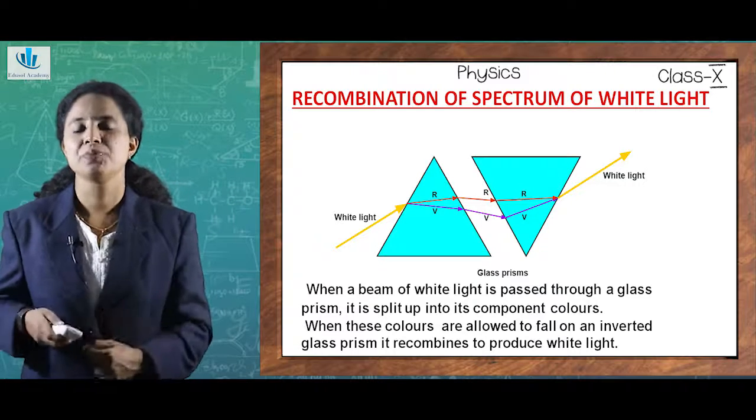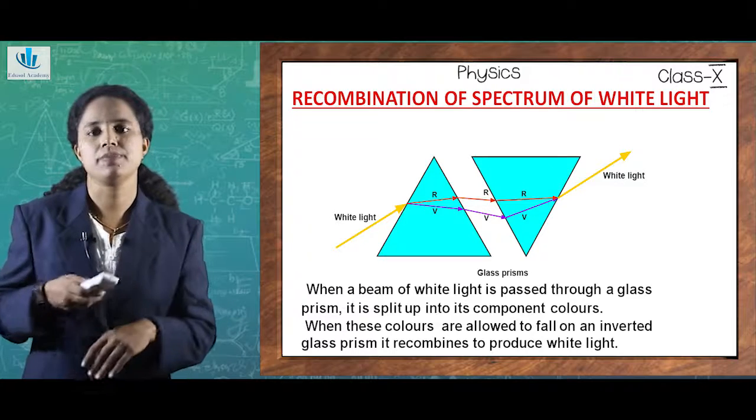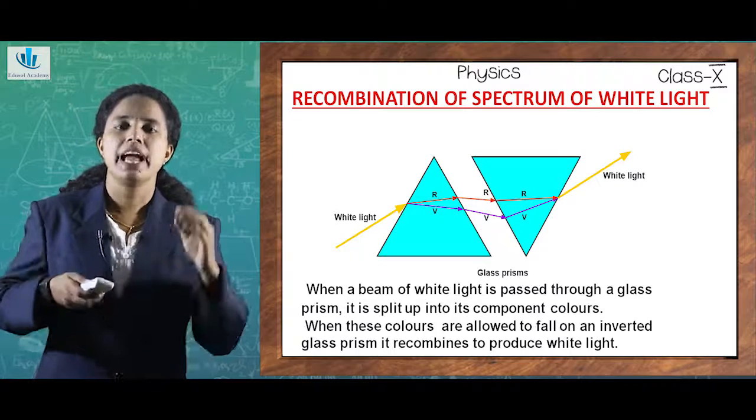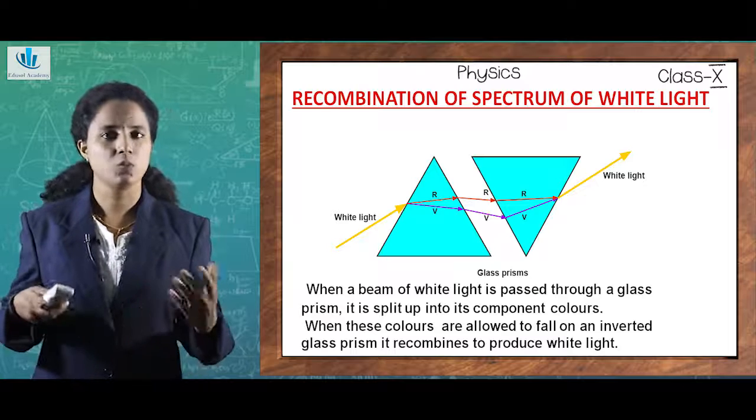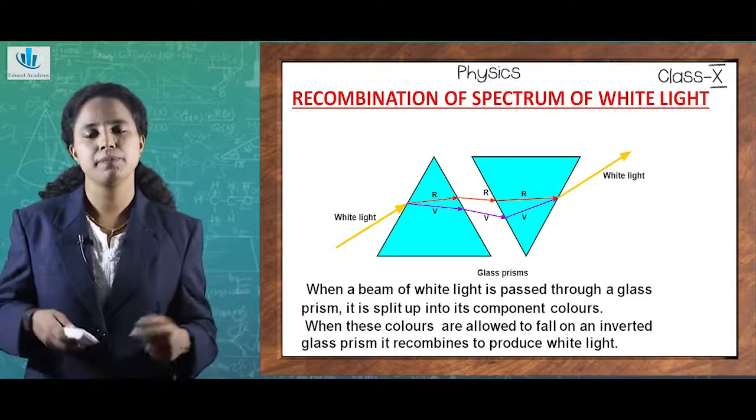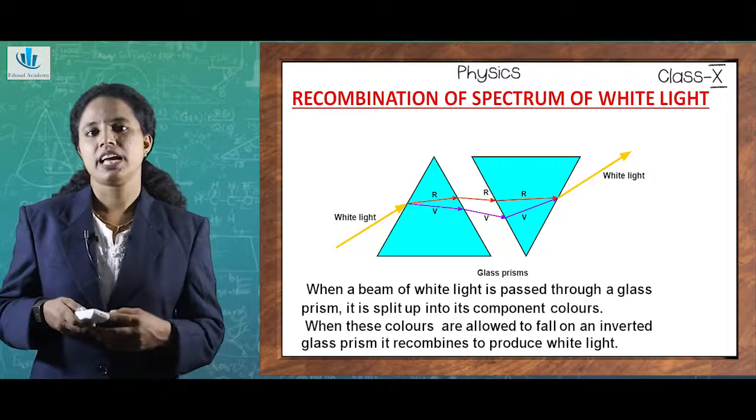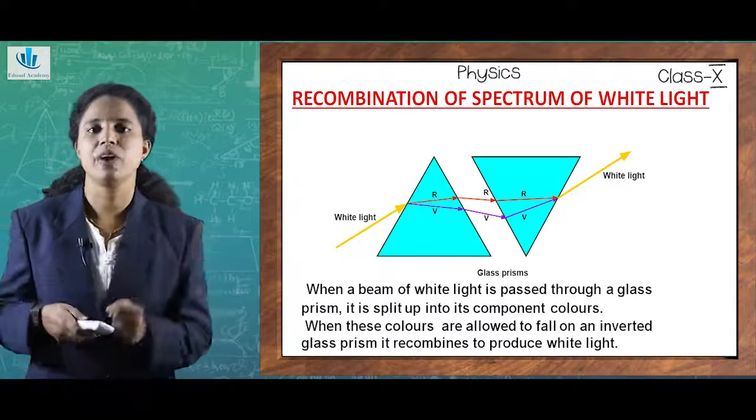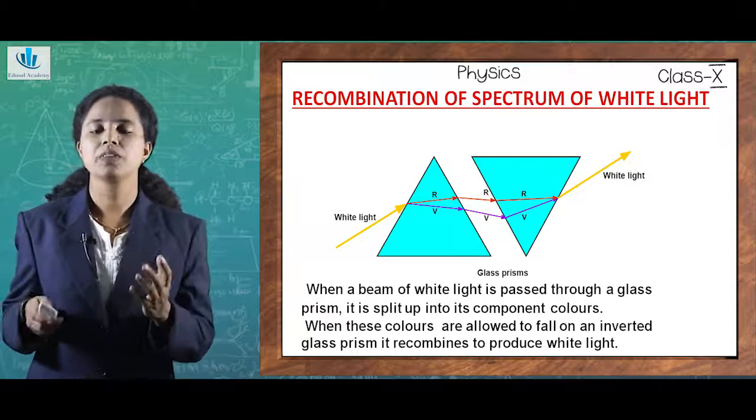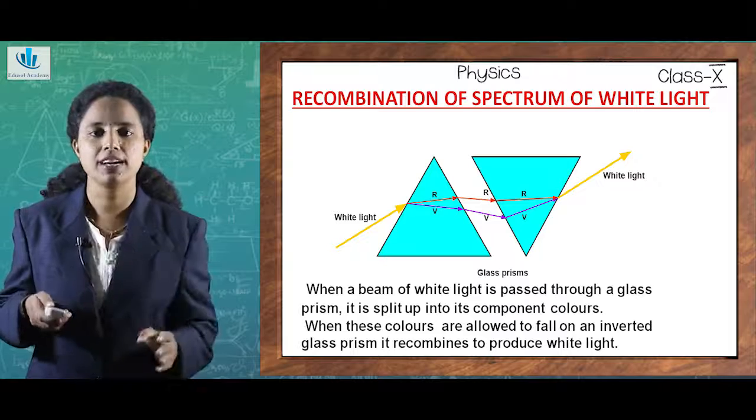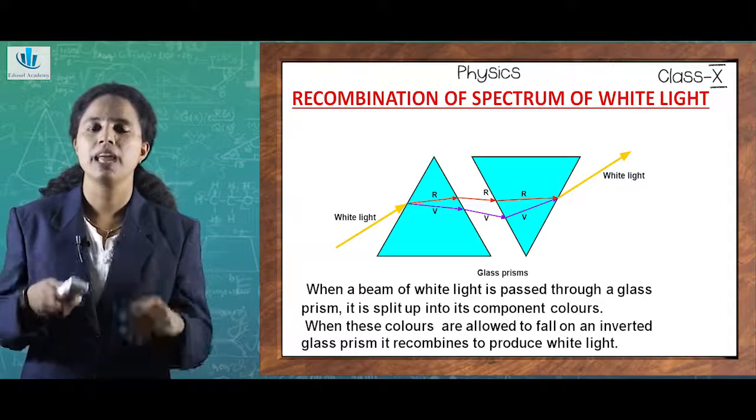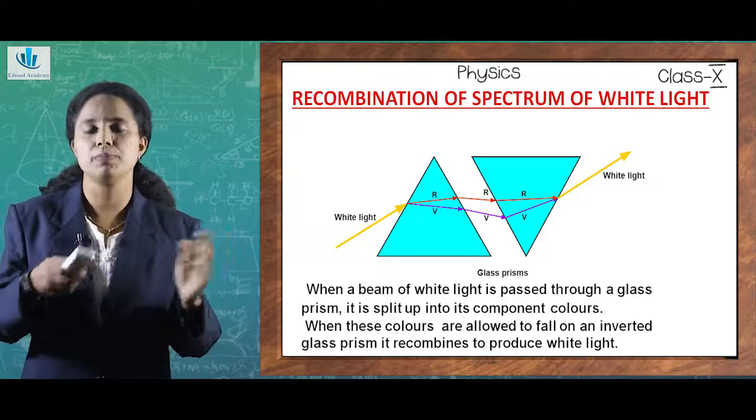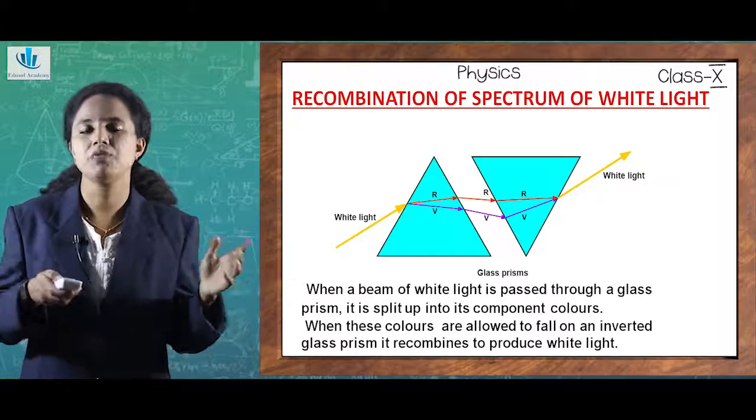white light itself. So, when a beam of white light is passed through a glass prism, first it splits into its component colors. That is, it turns into violet, indigo, blue, green, yellow, orange and red, VIBGYOR. But again, when I pass these colors into an inverted glass prism, what happens? They will recombine to produce our final white light. So, we can again form our white light from the band of colors that we obtain when I pass white light through a prism and form the band of 7 colors. There is a recombination possible if we place another prism in the inverted position.